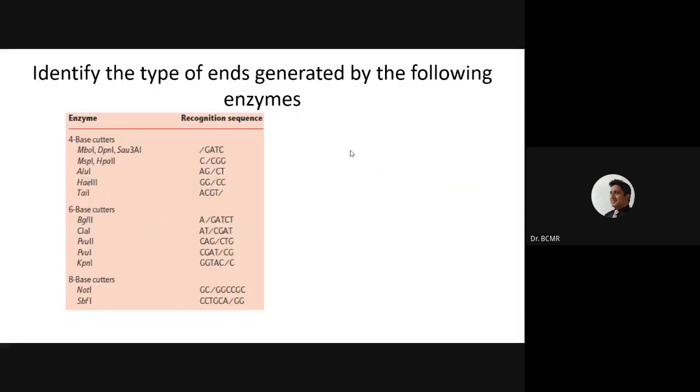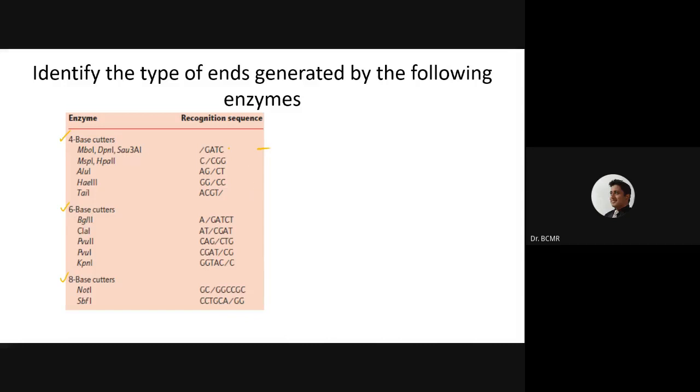So I want to go through this exercise, the one that I'm showing here. This is about, we'll use some of the 4-base, 6-base, and 8-base cutters. What does this generate? What kind of overhang would it generate, 5' or 3'? That's what you should try to figure out for all of these. Can you first tell me which ones will make? You can all answer as you know the questions.